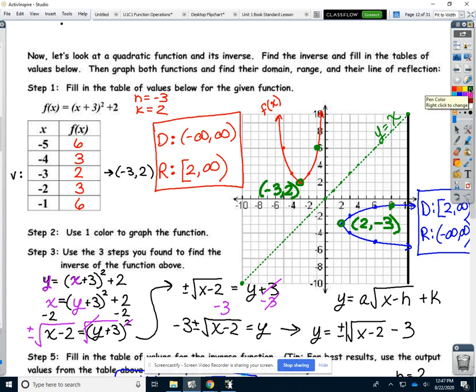Another thing I want to point out is that, remember, the first step of finding an inverse is to switch x and y. So I'm just taking a look right now at the vertex here, which is negative 3, 2. The vertex of this sideways parabola is 2, negative 3. Notice how the x and the y switched. That is true for every point on the graph. So this is negative 1, 6, and this is 6, negative 1.